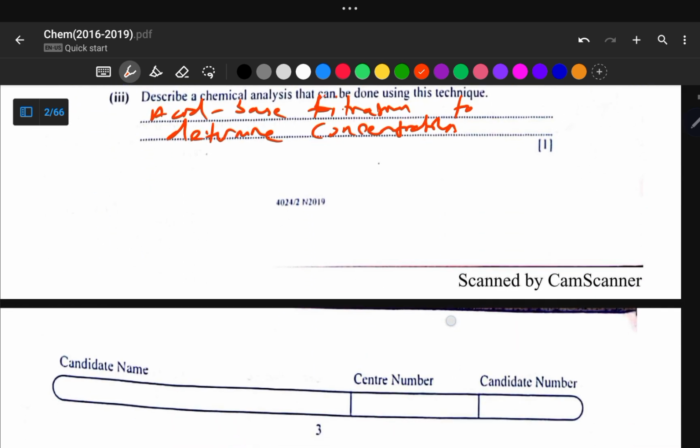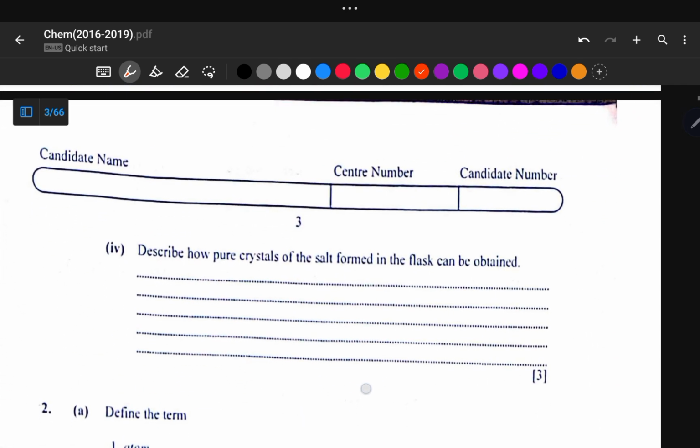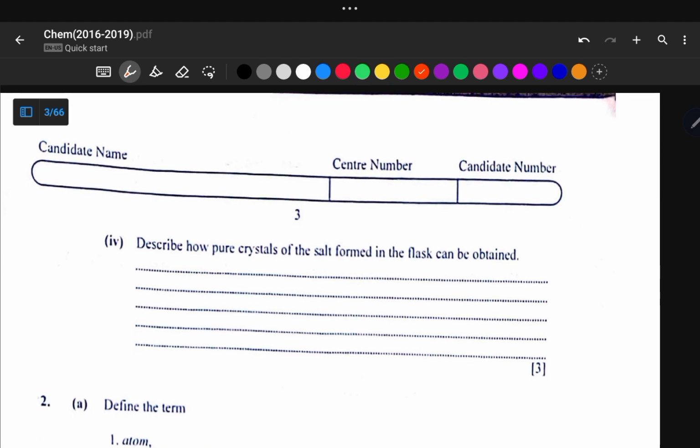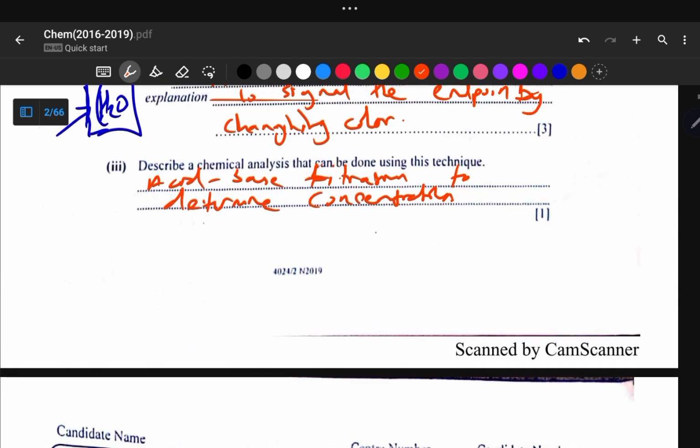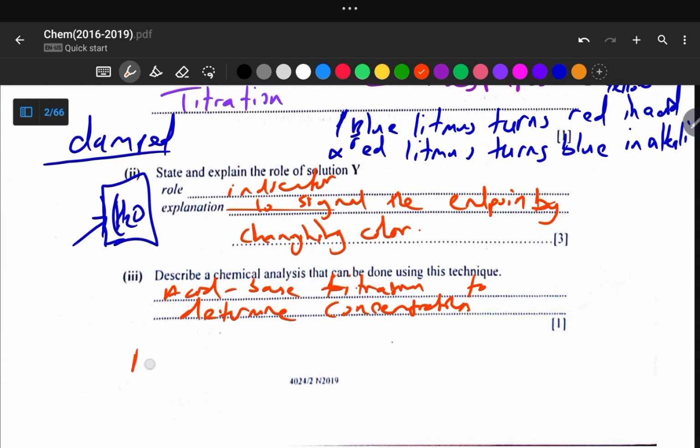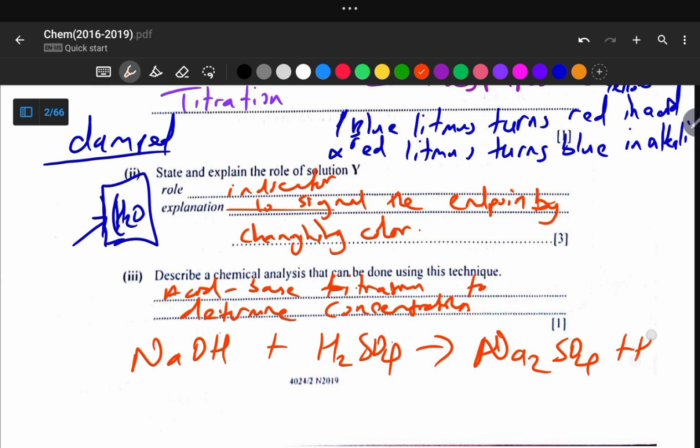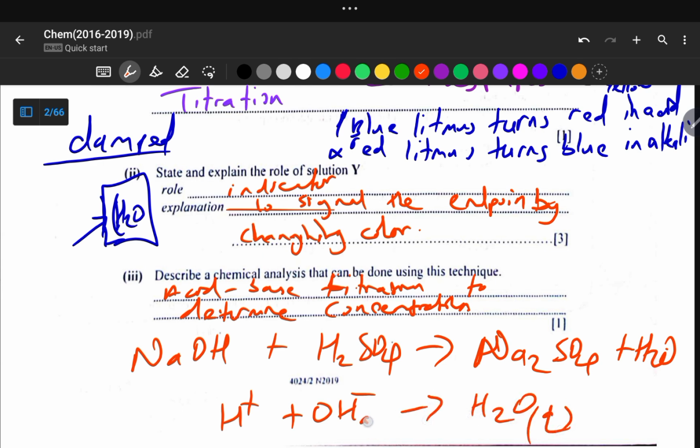And then we are on this question which says describe how pure crystals of the salt formed in the flask can be obtained. So the equation of this reaction is sodium hydroxide plus sulfuric acid to give sodium sulfate plus water, with the ionic equation H plus plus OH minus to give water liquid, and then here aqueous, and then here is aqueous.